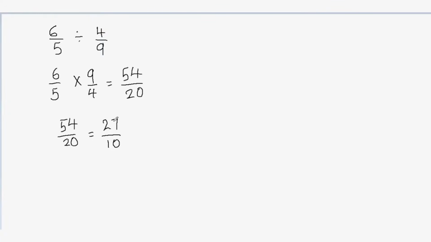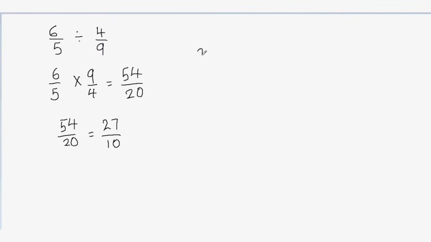Okay. Now this fraction is in the simplest form. 27 and 10 are not both divisible by the same number. So we can leave this fraction as it is. This is going to be my final answer, or we can convert this into a mixed fraction.